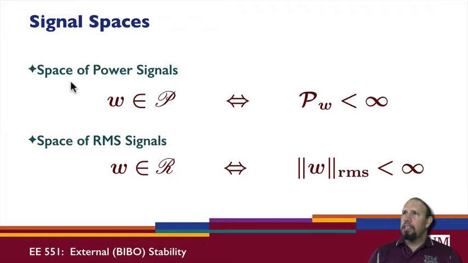As far as other signal spaces, we have the space of power signals. W is in the space of power signals if and only if its power is finite. The space of RMS signals: W is in the space of RMS signals if and only if its RMS value is finite. These are not norms. Power is not a norm. The RMS is not a norm, and you can go through and show that these measures do not constitute a valid norm, and as a result, they're not Banach. These are not Banach spaces, but they're still useful spaces because they have practical meaning: finite power, finite RMS value.